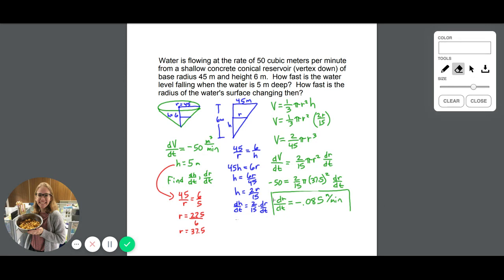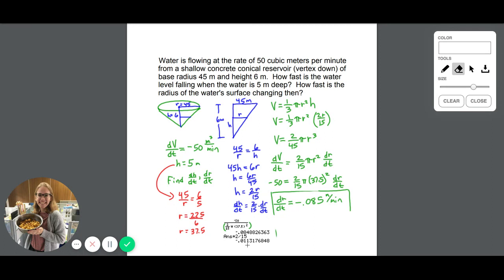Then, to find dh dt, you plug this dr dt into this equation right here. dh dt equals 2 over 15 times dr dt, which is given by this little rough sketch right here. An exact answer is going to be, so this dr dt is equal to negative 50 divided by 2/15 pi times 37.5 squared, which is this number exactly, and then multiplying by 2/15 to find dh dt, you get this answer.